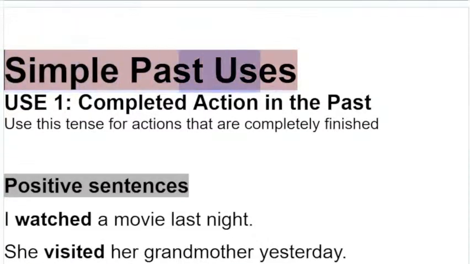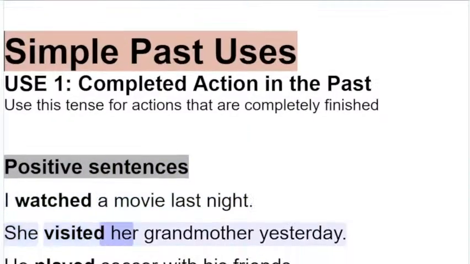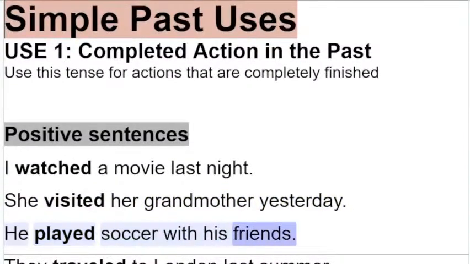Simple past uses. Use it for a completed action in the past. Use this tense for actions that are completely finished. Positive sentences. I watched a movie last night. She visited her grandmother yesterday. He played soccer with his friends.